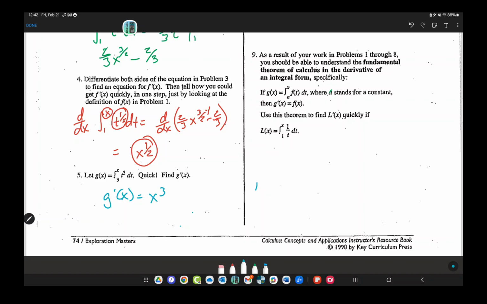All right. Now, let me ask this in a better way. Why does it not matter what the lower bound is? Because it's a constant. When we take a derivative of a constant, what happens to it? It goes away.